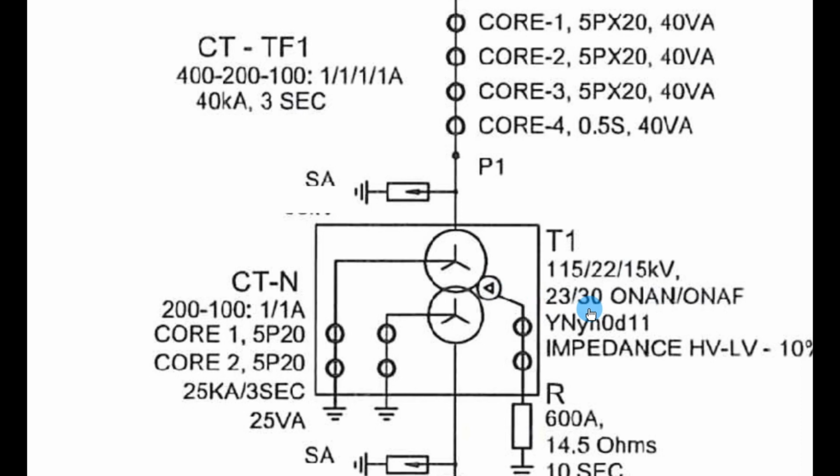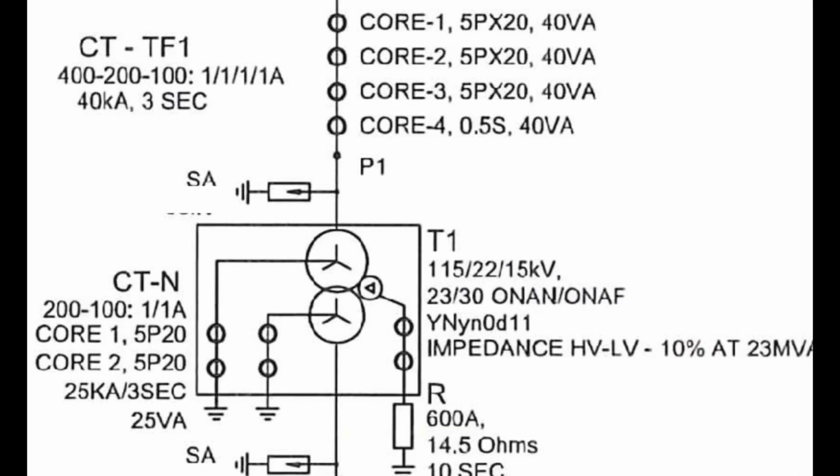You can use any one. And next to this, the cooling system of this transformer is mentioned, that is ONAN/ONAF. That means oil natural, air natural. This is one type of cooling system, and another one is oil natural, air forced. This is another type of cooling system.